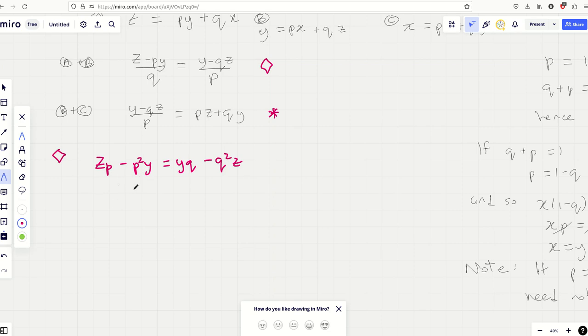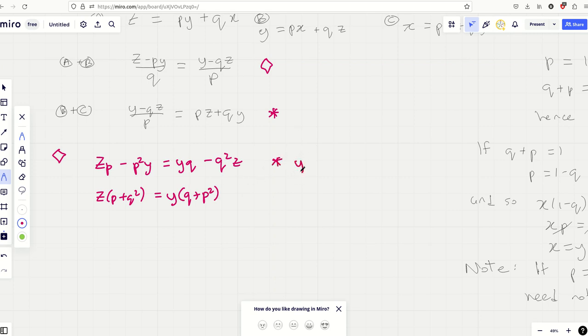And I quite like to rearrange this so I've got this in a nice format, all the z's connected together, all the y's connected together. So I'm going to have that as z times p plus q squared equals y times q plus p squared. It's quite tidy now. Do the same thing for star.